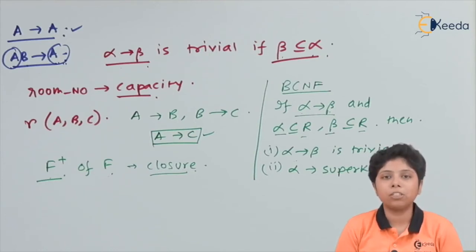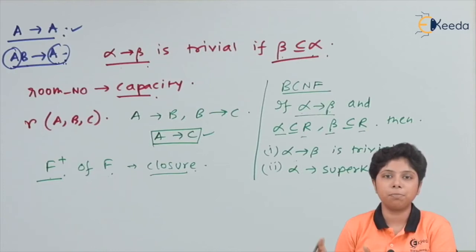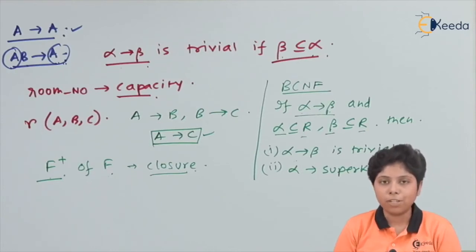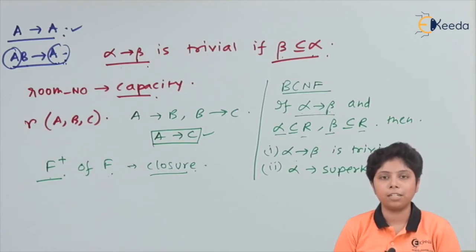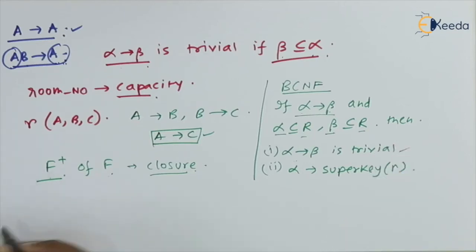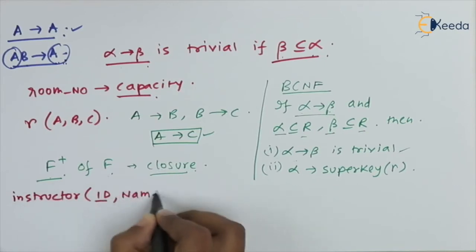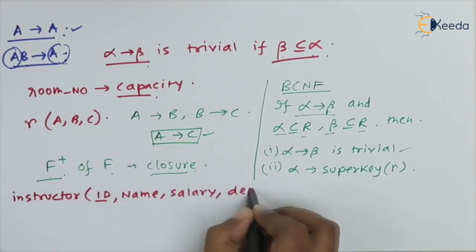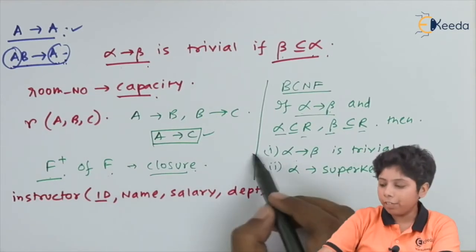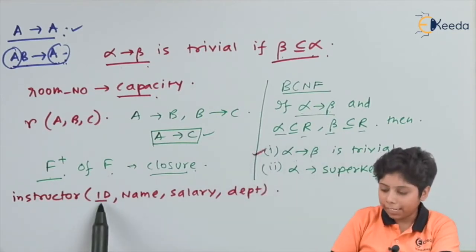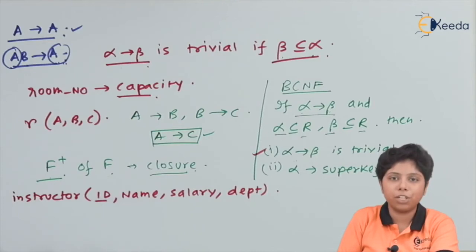Now let us look back at our instructor department relation, which has ID, name, salary, department, building and budget. Now if we decompose it into two relations, instructor and department, in this way, then for satisfying the first one, we can say that if ID is defining name, then it's a trivial one.